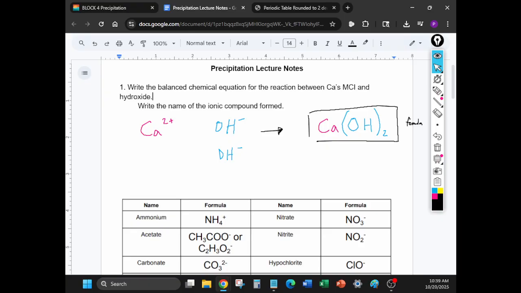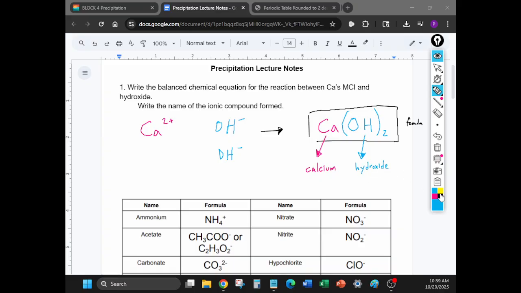All right, let's write the name of this compound. So we always start with the positive one, so we have to write the name of Ca. And if you look on the periodic table, this one's pretty easy. Ca is just calcium. Calcium. All right, and then we write the negative one. The negative one is OH, and that is hydroxide, right? We just saw that from the chart. And so that's going to be our name, calcium hydroxide.